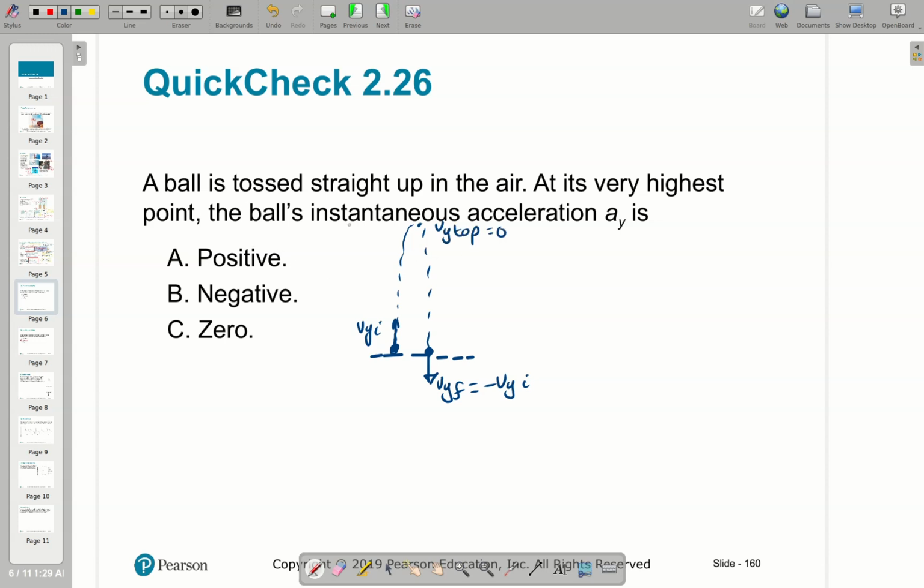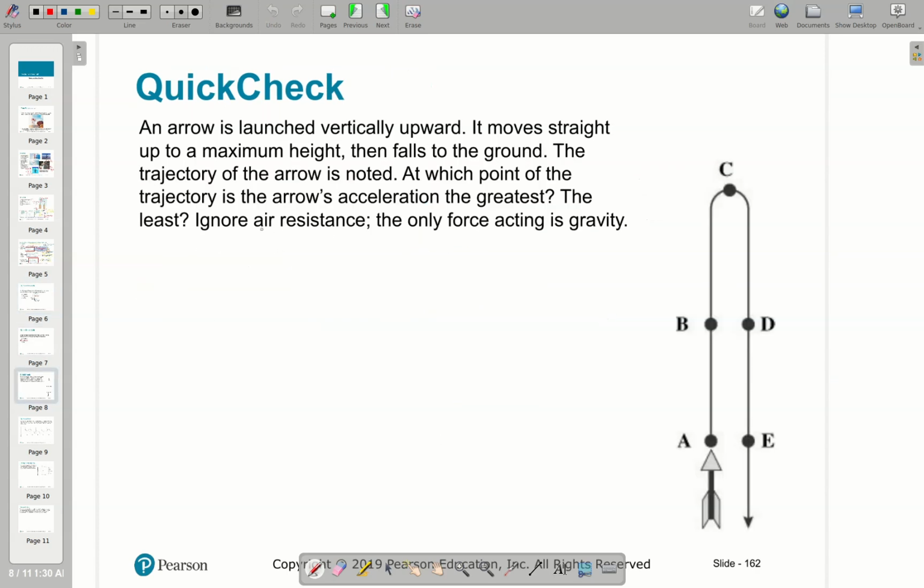But it says, at the very highest point at the top, what is the ball's acceleration? Acceleration is always g here, so ay equals g. It's downward, negative. When I put this in this format, I mean magnitudes, right? All right, so it's negative, downward.